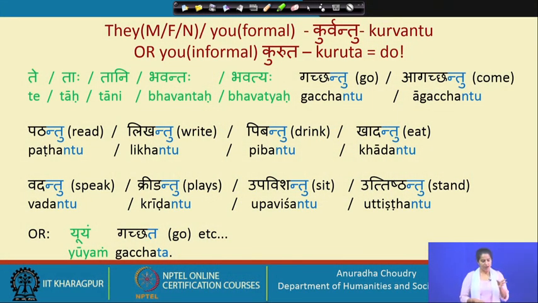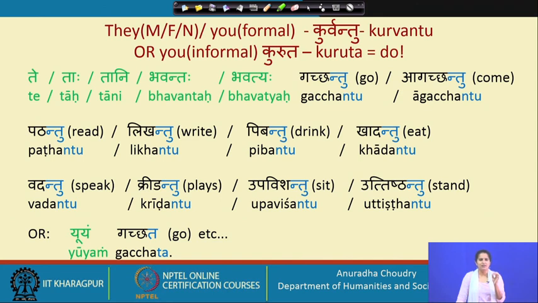So we have te, taha, tani, third person in the plural, and then we have the second person formal, which is bhavantaha, bhavatyaha, and gachantu, agachantu, pathantu, likhantu, pibantu, khadantu, vadantu, kridantu, upavishantu, uttishtantu. And again, what I have on the screen for you at the bottom is the you informal. So gacha was what we had last time. Gacha, go. And then now all of you, gacha ta.